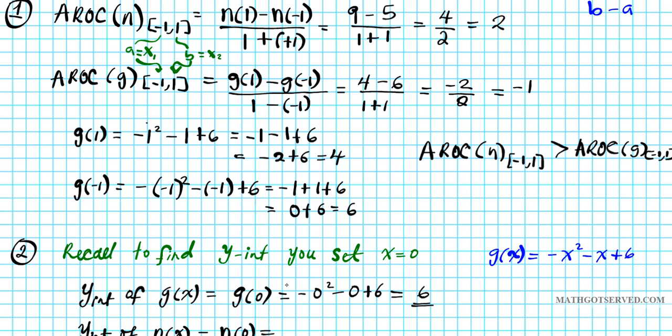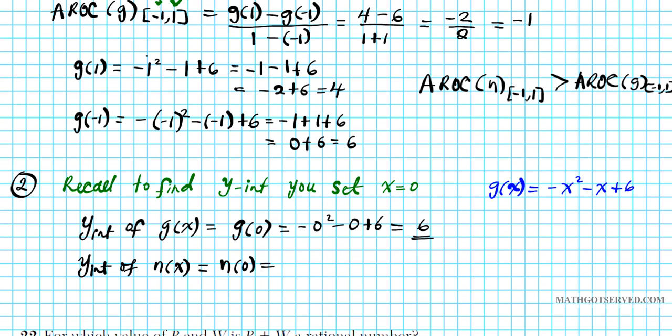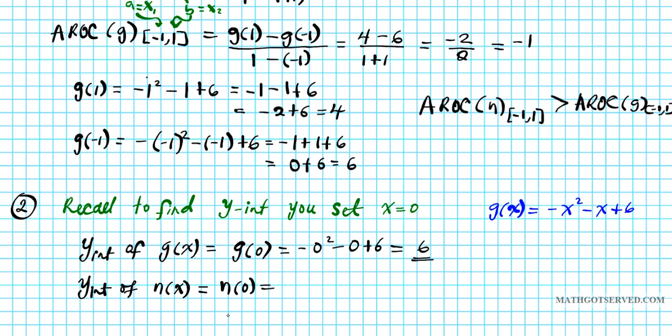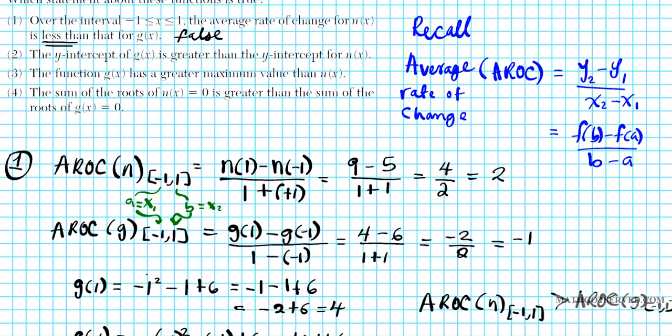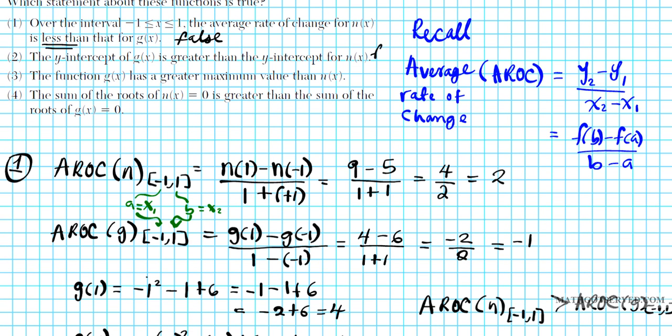Okay, so let's go ahead and write that down. The y-intercept of n of x is equal to 8. All right, so what's our conclusion? The y-intercept of g of x is less than the y-intercept of n of x. Okay, what does statement number 2 say? The y-intercept of g is greater. This is false. Okay, so we're going to keep on going until we see a true statement or exhaust all the options but one. Let's advance to number 3.